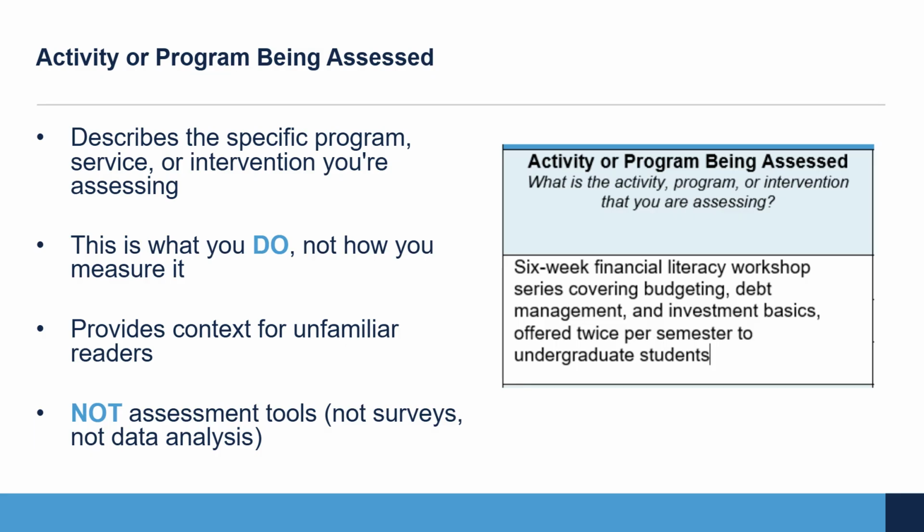The activity or program being assessed describes what you're actually providing. This is what you do, not how you measure it. Be specific about the program or service. For example, 6-week financial literacy workshop series covering budgeting, debt management, and investment basics, offered twice per semester to undergraduate students. Notice this describes the workshop program itself, not the survey you'll use to measure it, not the data analysis you'll do. Those are assessment methods, which come next.